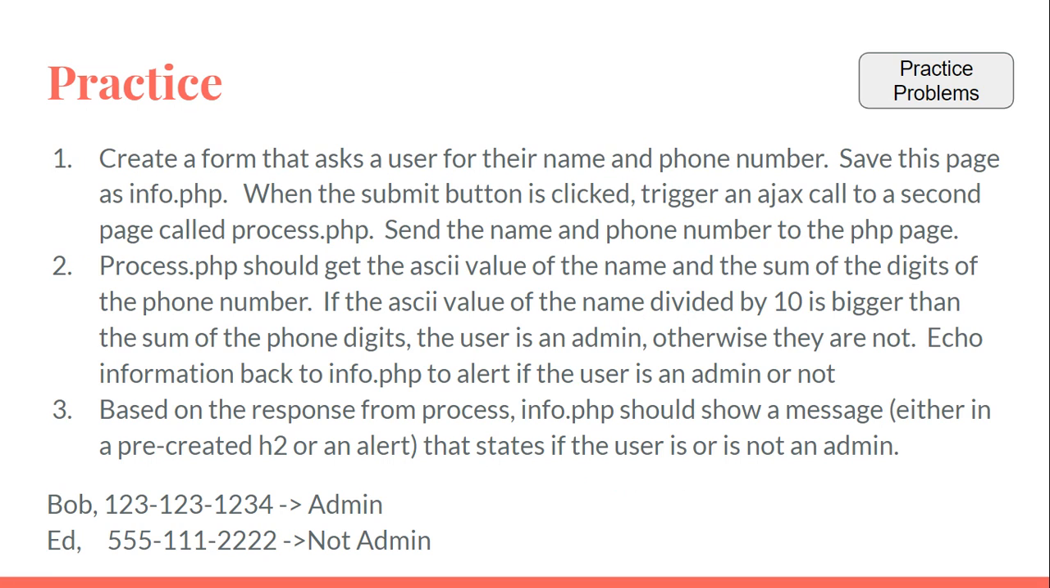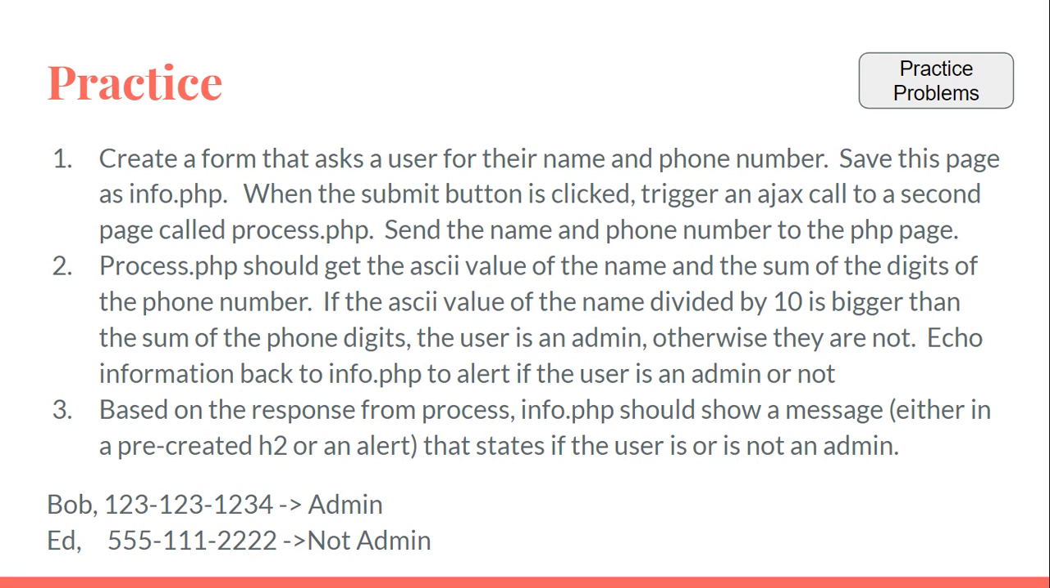So here's a practice problem. Again, we're going to create a form that asks for their name and their phone number, and we're going to save that. When we click the submit button, we're going to trigger an Ajax call to process.php, and we're going to send that name and phone number over. Process.php is going to get the ASCII value of the name, and sum the digits of the phone number. If the ASCII value divided by 10 is bigger than the sum, the user's an admin, and otherwise they're not. Echo the information back to info.